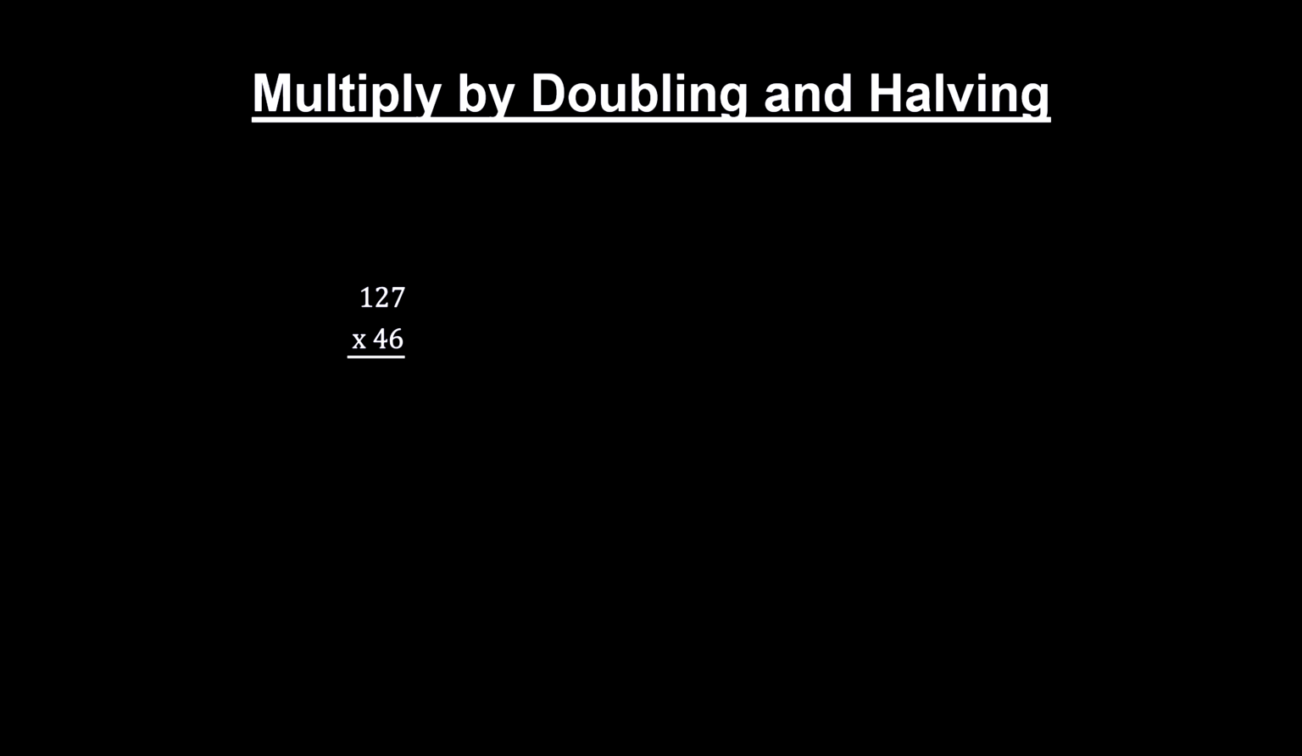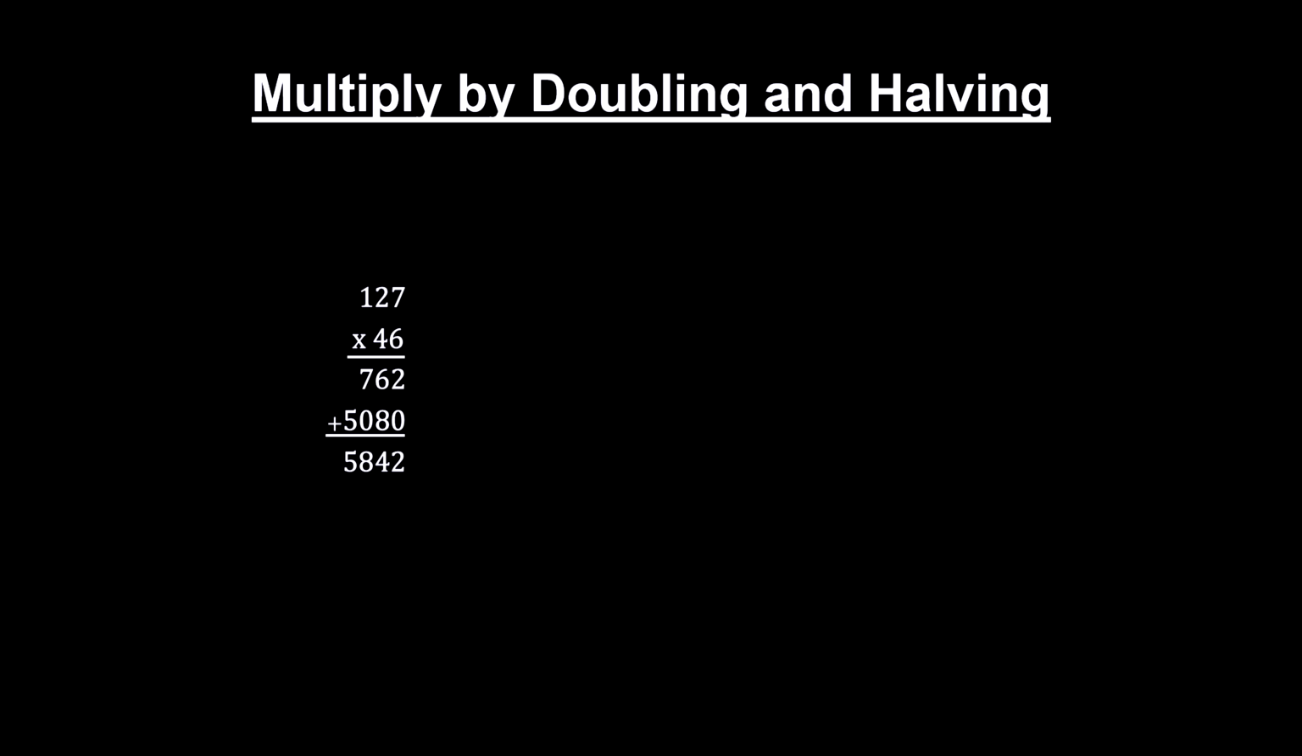Here's a way to do multiplication using doubling, halving, and adding. To illustrate, let's multiply 127 by 46 the old way. First we multiply by 6, and then by 40. We add the two together for the result.